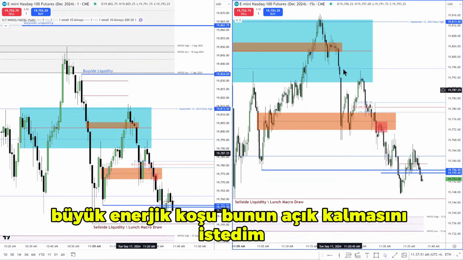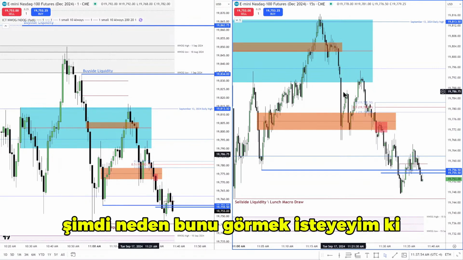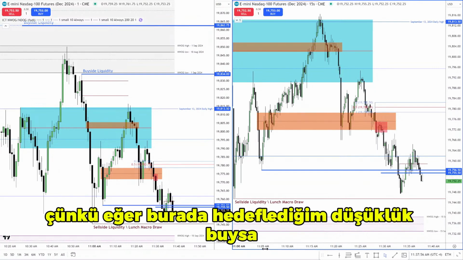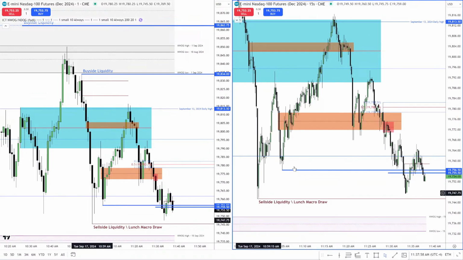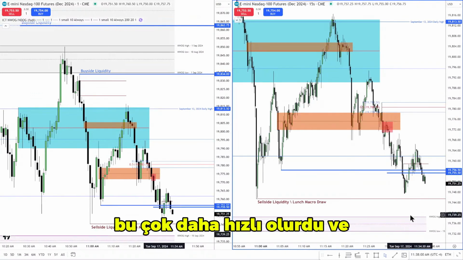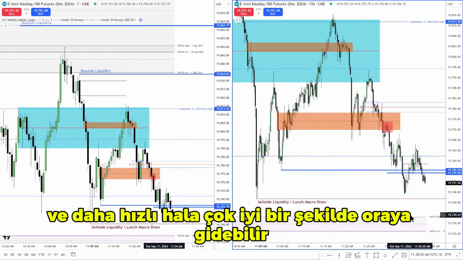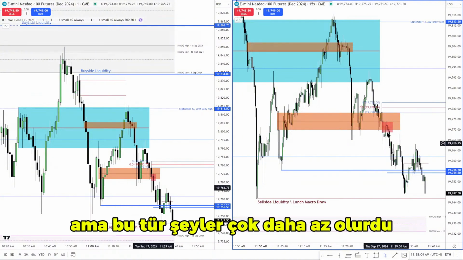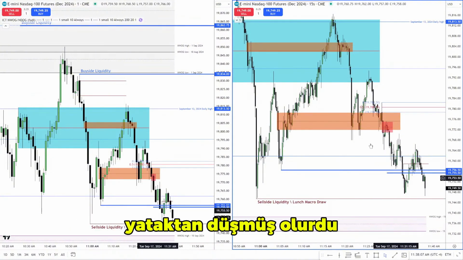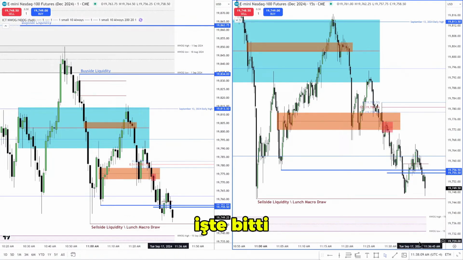I wanted to see this stay open. Now, why would I want to see that? Because if this is the low I'm aiming for here, if this would have stayed open, this would have been a whole lot faster and quicker. It still very well may go down there, but it would have been a lot less of this kind of stuff. It just would have been, I fell out of bed and there it is, done.